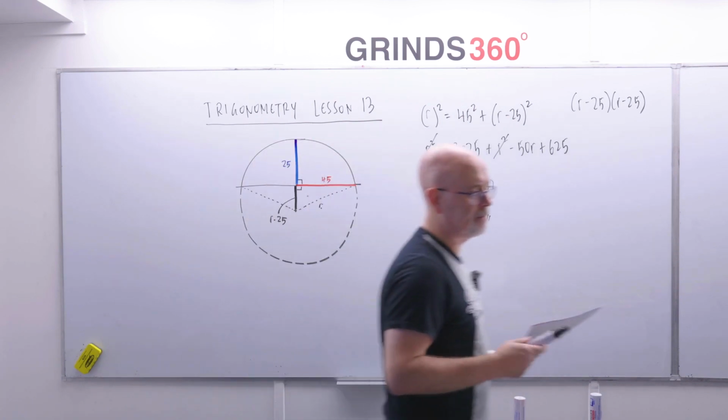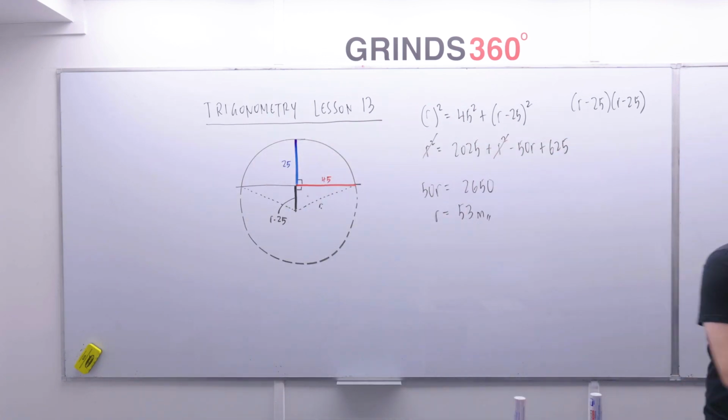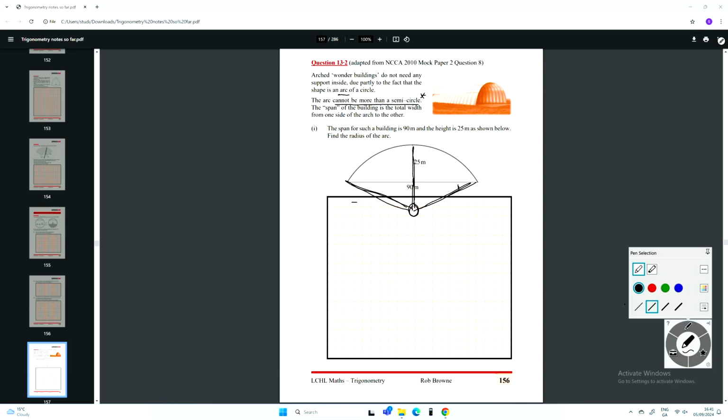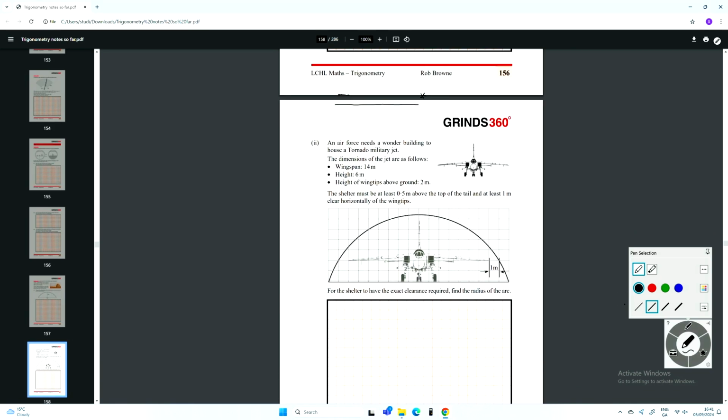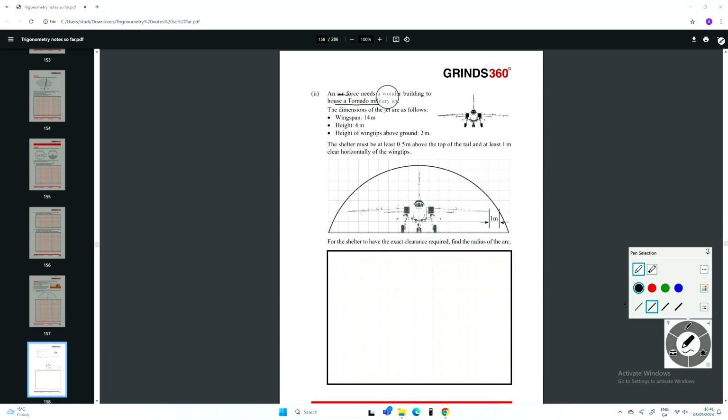Okay, nice question, that one. If you look then at part 2 of the question, same kind of idea. Again, it's all about interpreting the information to begin with. The way this part of the question reads, it says, an Air Force needs a shelter building to house a Tornado military jet. The dimensions of the jet are as follows. The wingspan is 14 meters.